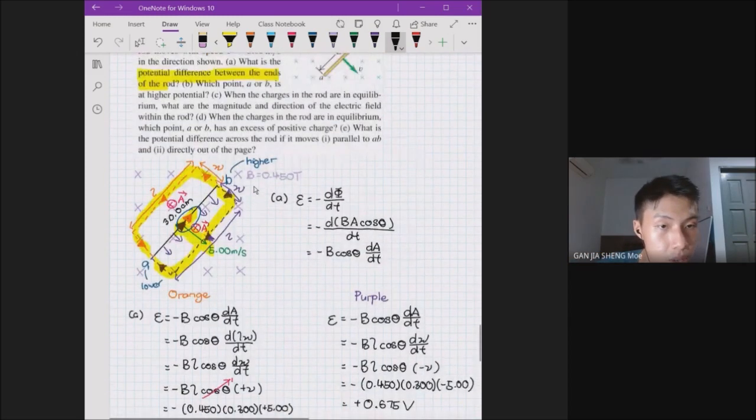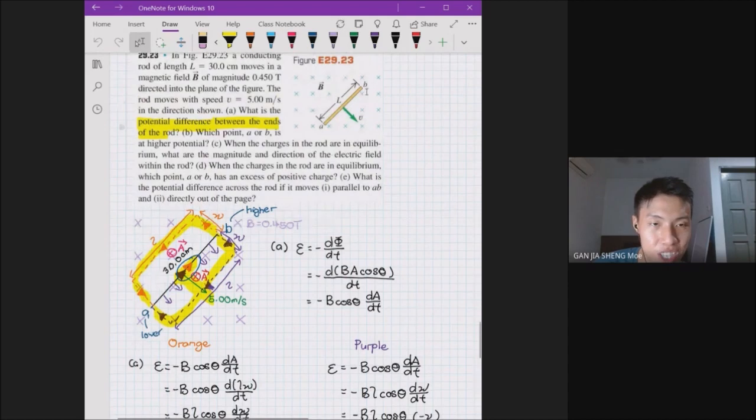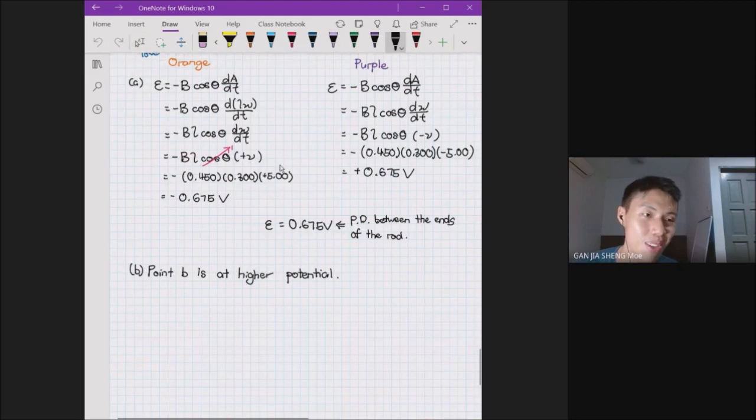Okay, continue. When the charges in the rod are in equilibrium, what are the magnitude and direction of the electric field within the rod? If the charges are now accumulated over here and over here, then you can think of this part as like a parallel plate. This is the positive end, this is the negative end, and they are separated by the distance of L. If you want to find the electric field, you use your chapter 1 knowledge. Technically, this won't come in the exam. The electric field is delta V over d.